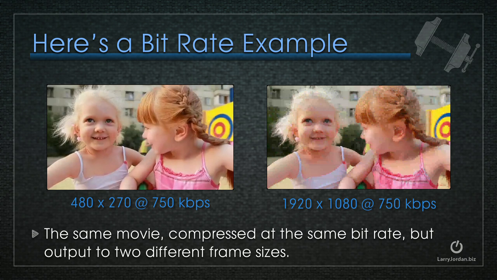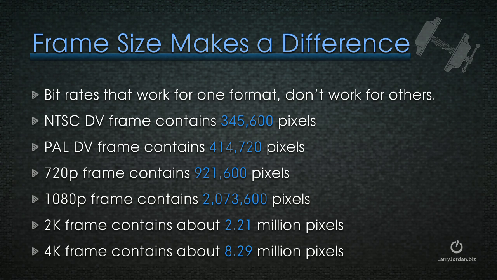The same movie compressed at the same bit rate, but output to two different frame sizes yields two different results. The one on the left is fine. The one on the right is a mess. Frame size makes a difference, because bit rates that work for one frame size don't work for others.